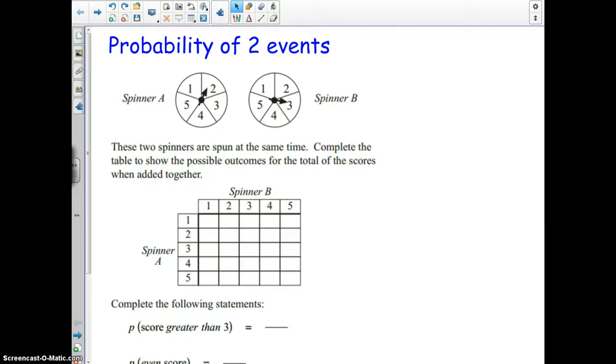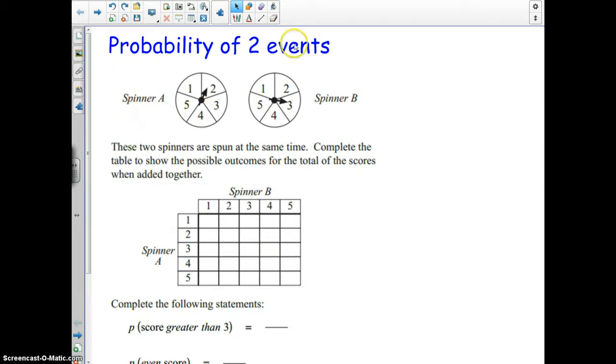Earlier you've already learned about probability of two events, but in a way that you list down all the results. That's the probability of two events by listing. This time you're going to learn a different, systematic method that will help you find the answers or the probable outcomes to a certain problem. So let's look at this problem right here.